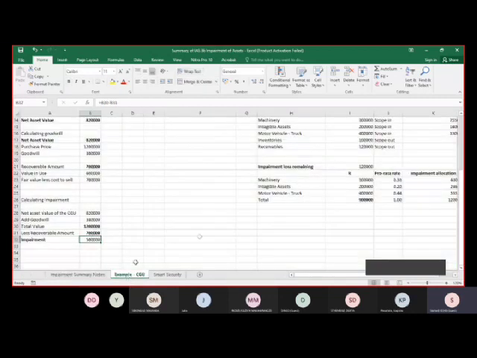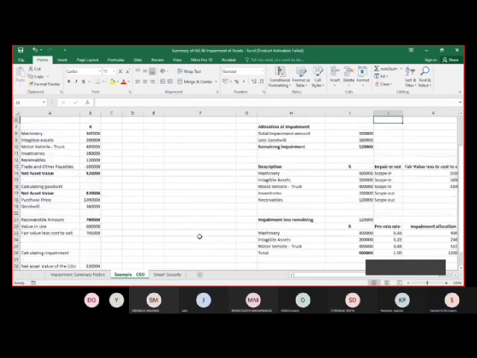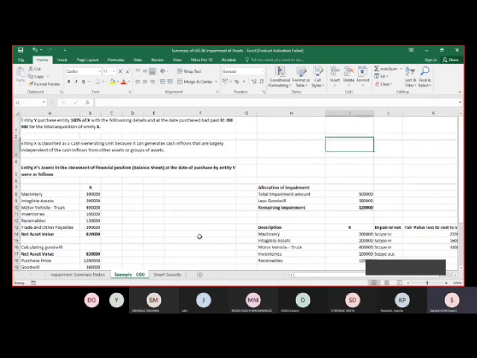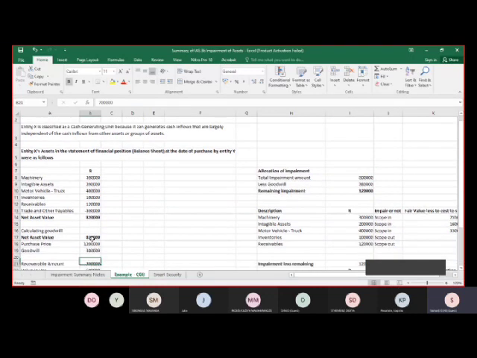So you'll see my example. Overall, we have an impairment of 500,000. Check how I'm doing it. I'm saying here, allocation of impairment. Total impairment amount is 500,000. First, I'm impairing the goodwill. I've impaired the goodwill fully, because remember my goodwill was 380. How much am I left with? I'm left with the remaining impairment of 120.